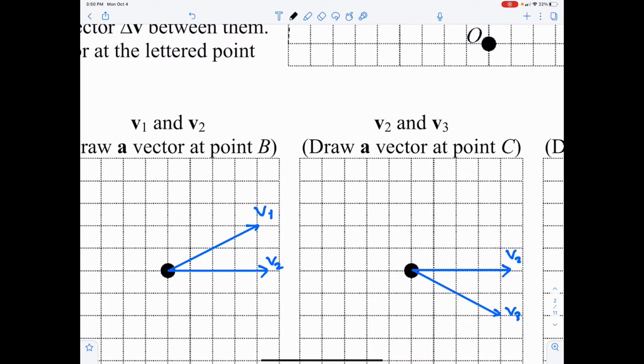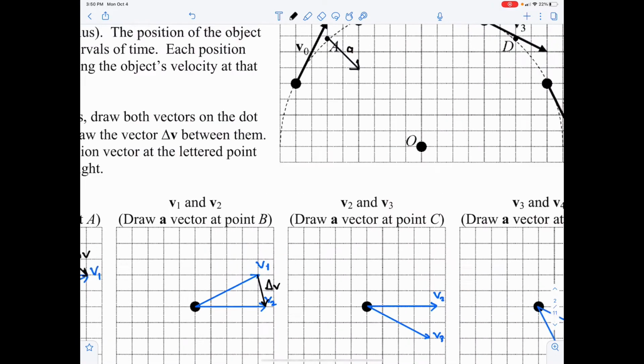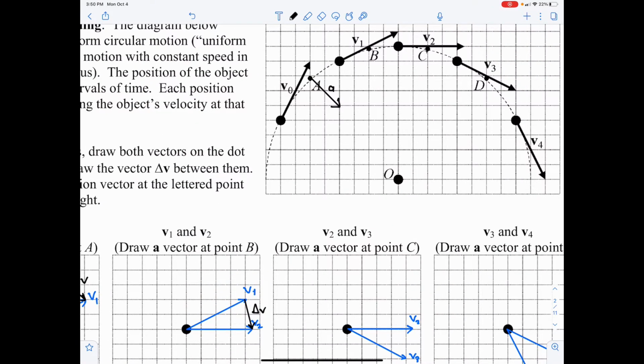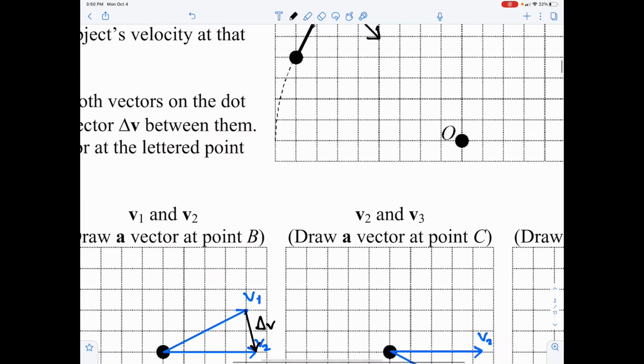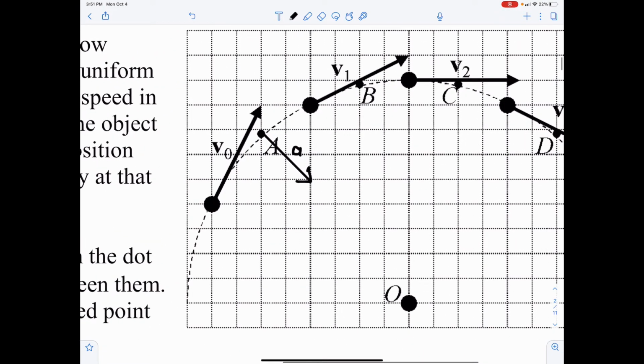In point B, well, it would look something like this. There's delta V. Point B, it's going almost a half a unit over and 2 units down. Like about there. There's A. But I'm supposed to be drawing this on point B, so let me fix that. There we go. That's better.